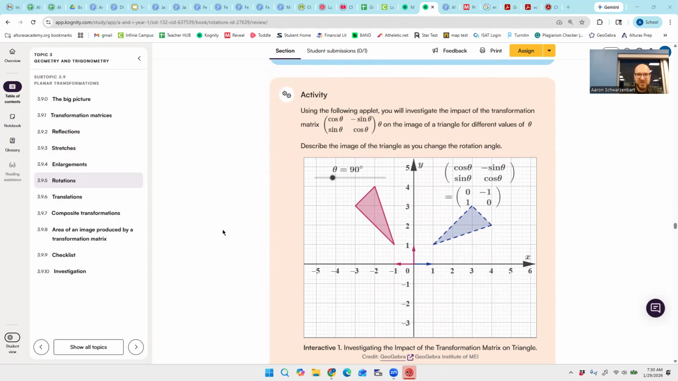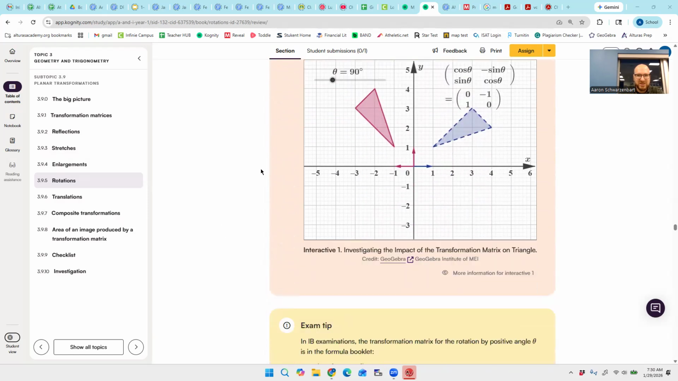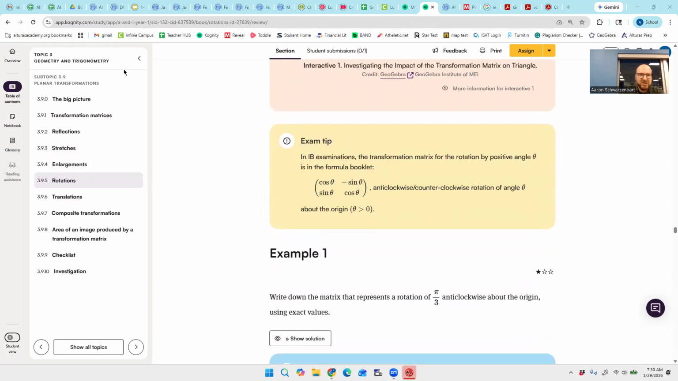So rotations use the following transformation. This is an anti-clockwise rotation, or angles going this way, just like they do in trig. Cosine theta, negative sine theta, sine theta, cosine theta is our transformation matrix. So no matter what the theta is, we can just multiply by this. Write down the matrix that represents a rotation of pi over 3 anti-clockwise.